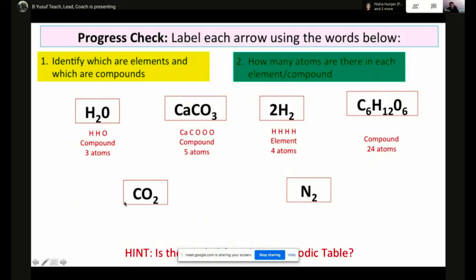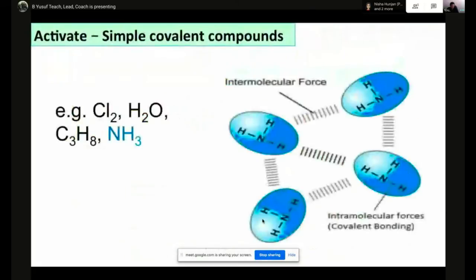What about this one here for carbon dioxide? 1 carbon atom and 2 oxygen atoms give you 3 atoms altogether for a compound. And last but not least, nitrogen. Okay, an element with 2 atoms.